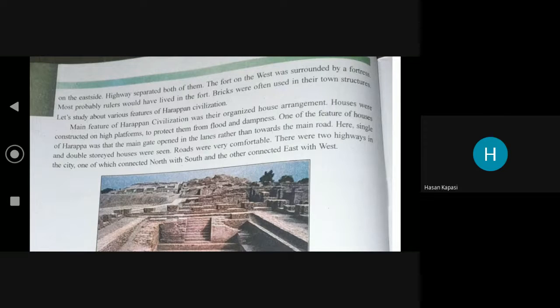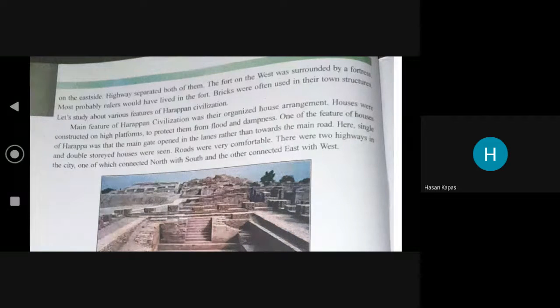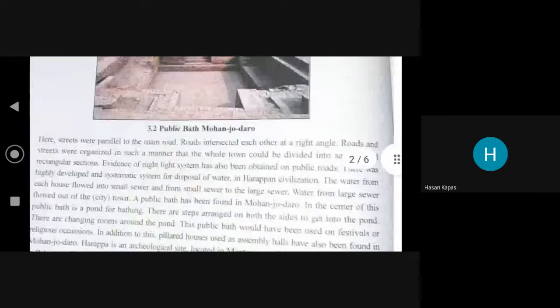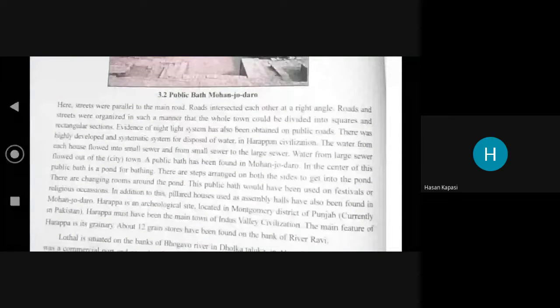One of the features of houses of Harappa was that the main gates opened into the lanes rather than towards the main road, right? Single and double storied houses were seen. Roads were very comfortable. There were two highways in the city, one connecting north with south and the other connecting east with west. So these are the main features of Harappan civilization. Apart from that, if you remember, I discussed the public bath at Mohenjo-daro. Remember anyone? No problem, we'll recall and revise it.